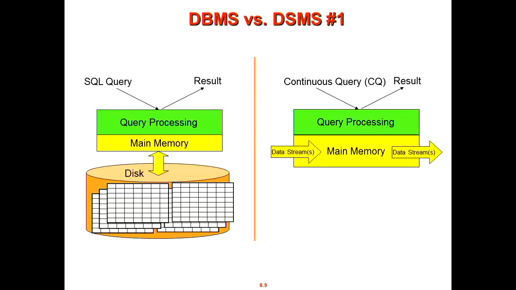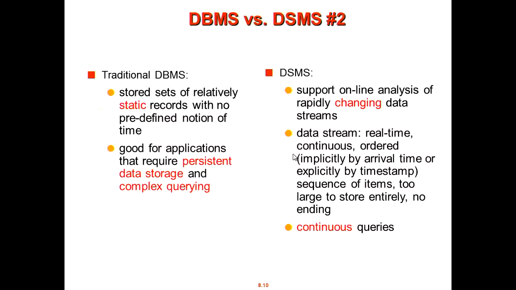So your system needs to update the changes of the result to the current user. And also, your system needs to receive the data streams. And compare the two architectures, DBMS and DSMS. In DBMS, well, we store sets of relatively static records with no predefined notion of time. And it's good for applications that require persistent data storage and complex querying.